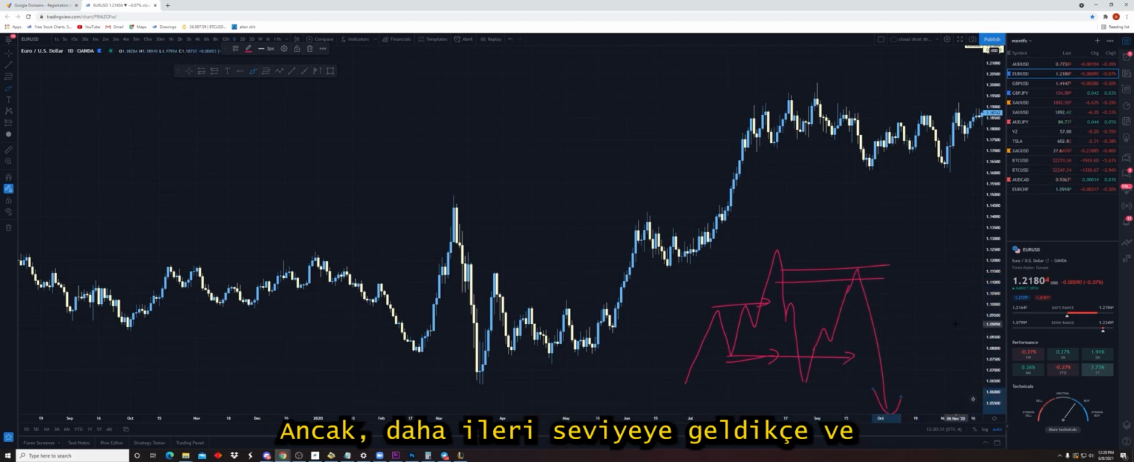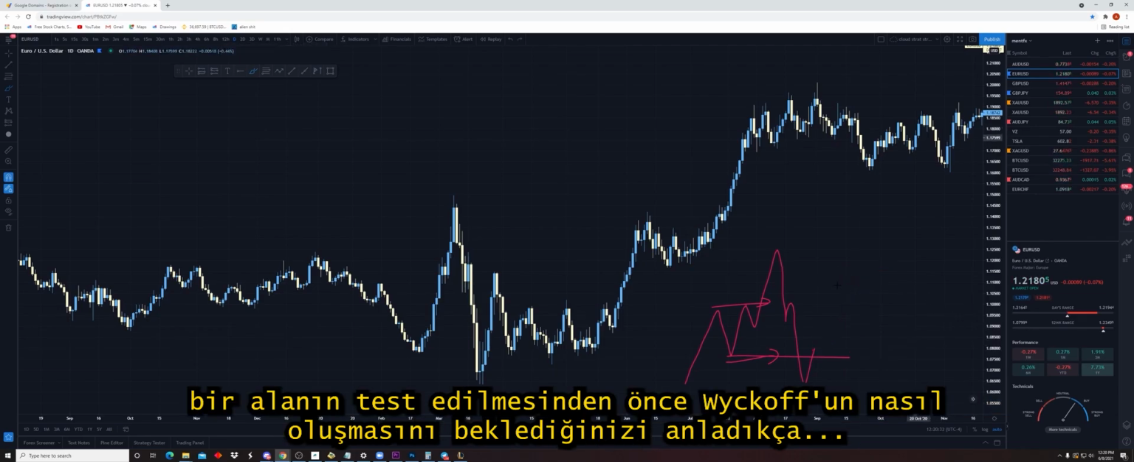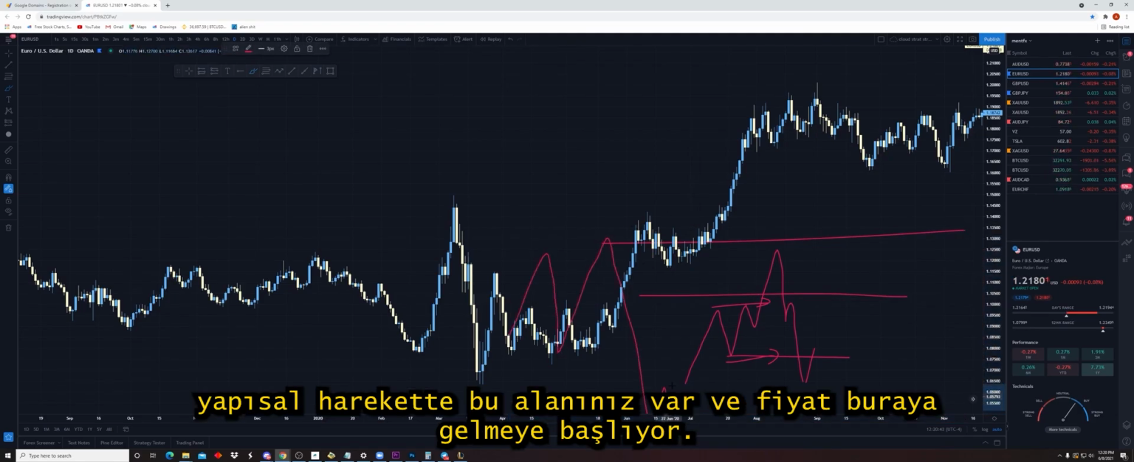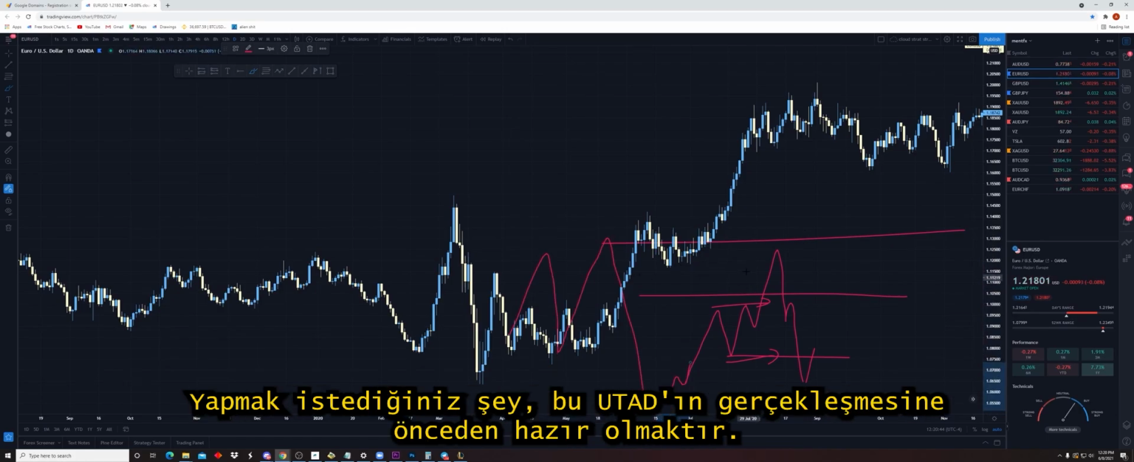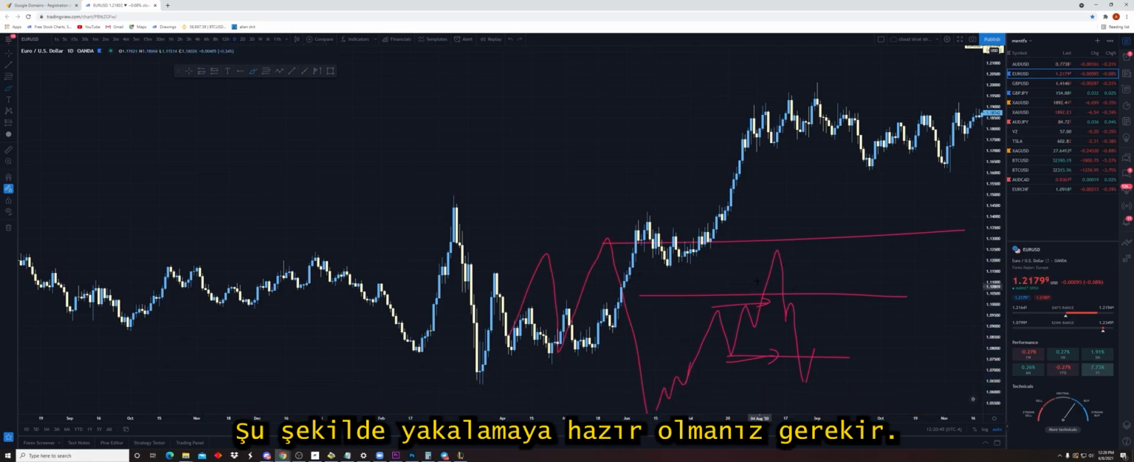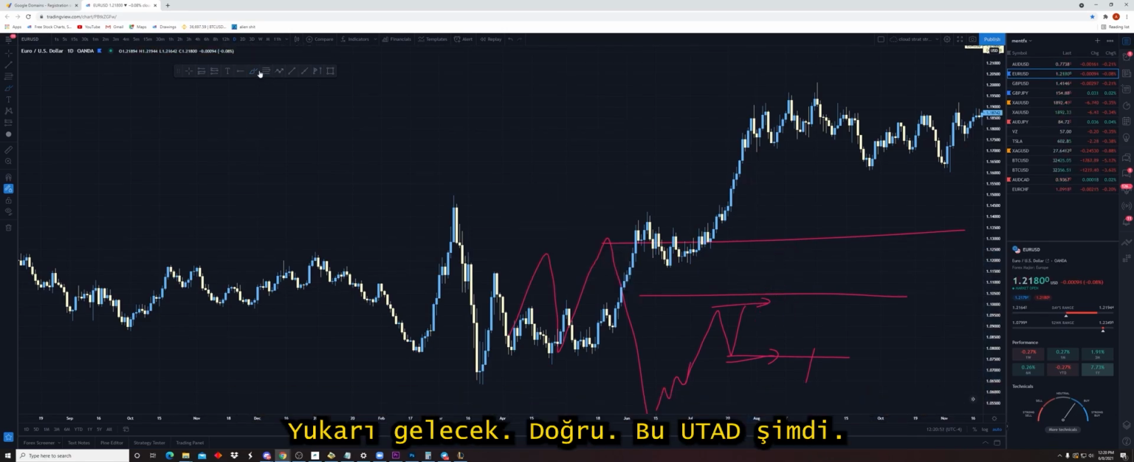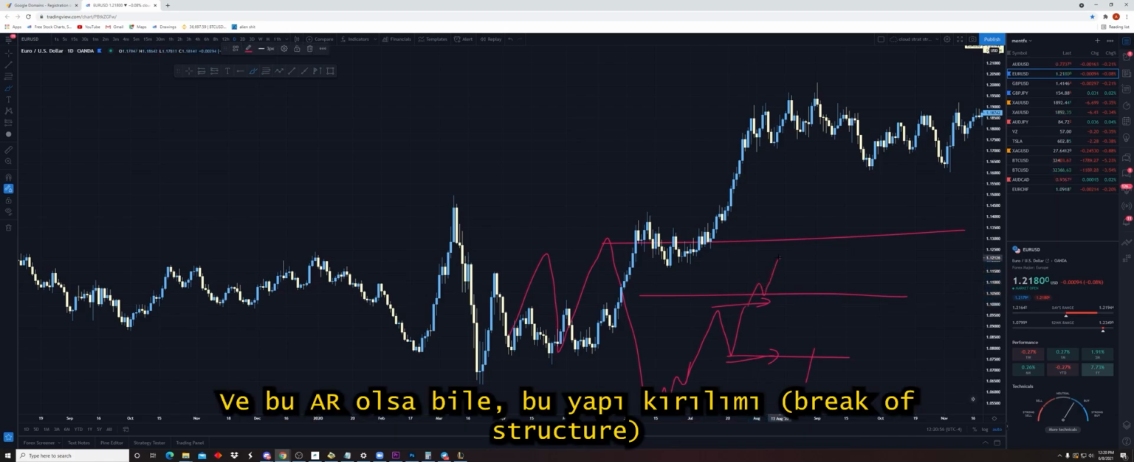However, as you become more advanced and you understand how you expect Wyckoff to form before an area is tapped. So let's say you have this area on a previous larger structural move and price starts coming up into it. What you want to do is be already preemptively ready for this UTAD to happen. And as that UTAD happens, you need to be ready to catch it like so. So what's going to oftentimes happen is it's going to come up, stop, come up, right? This is the UTAD now.